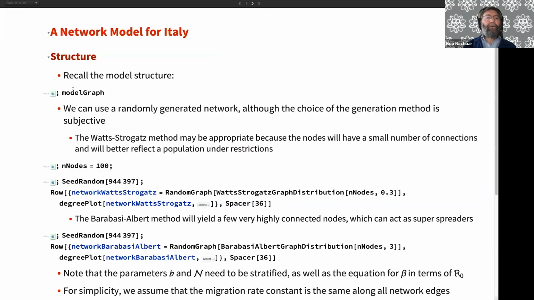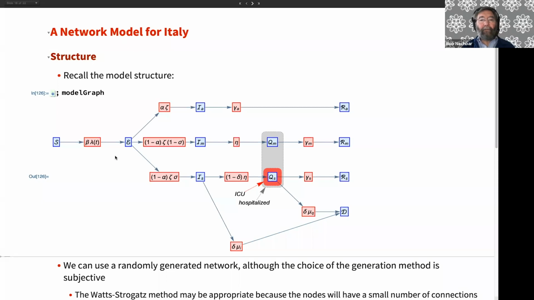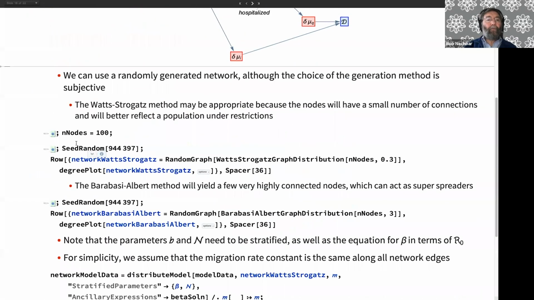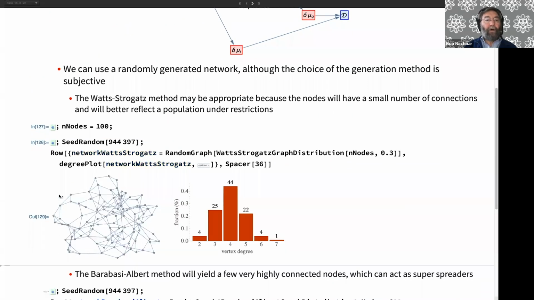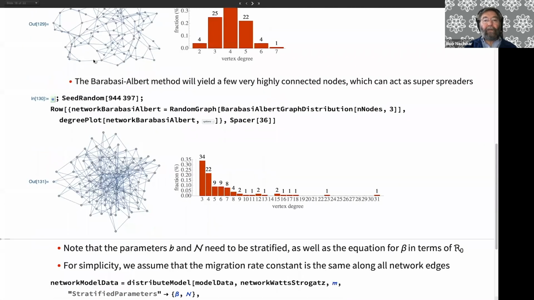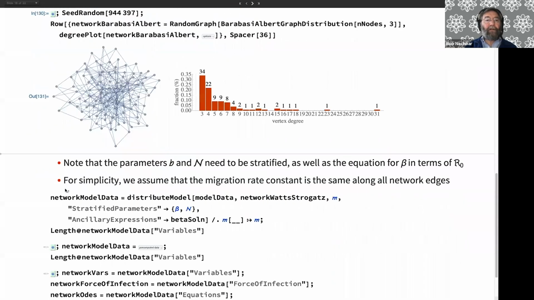So then doing this on the network for Italy, this is the model we're going to spread out over the network. We'll use 100 nodes, just arbitrarily, and we'll generate the Watts-Strogatz and the Barabasi-Albert networks. These are the two networks we're going to use. We can see we've got one community here that's connected to 31 others and another one here that's connected to 23. And these can have some very, very big effects on the results.